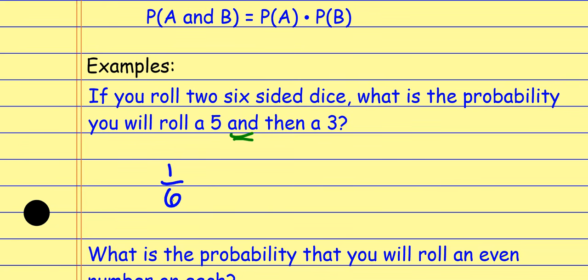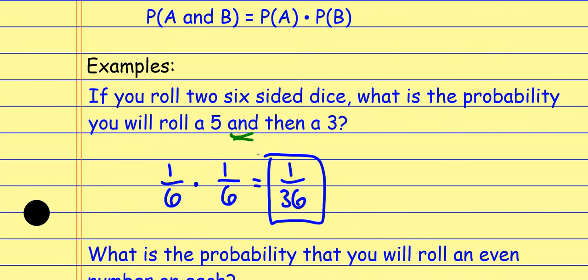And then we say, okay, what's the probability of rolling a 3? Well, there's one of those out of the 6 options, so that's also 1 out of 6. So if I wanted the probability of rolling a 5 and rolling a 3, I multiply these two probabilities. So that gives me 1 over 36. Remember, when you multiply fractions, it's numerator times the numerator, denominator times the denominator. And that's it.